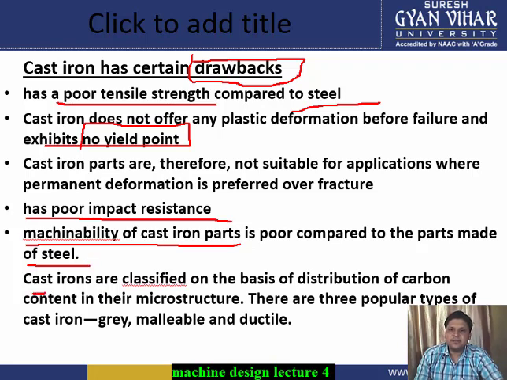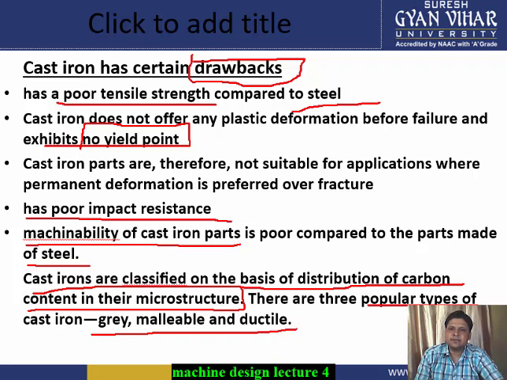Cast irons are classified on the basis of distribution of carbon. Cast irons also have been subdivided into many types on the basis of the carbon distribution in their microstructures. The three popular types of cast iron are grey cast iron, malleable cast iron and ductile cast iron.